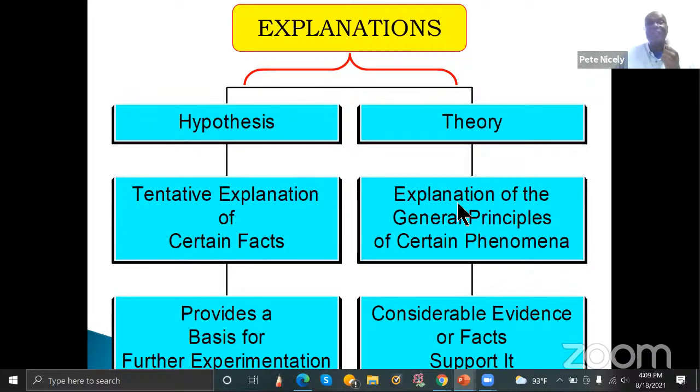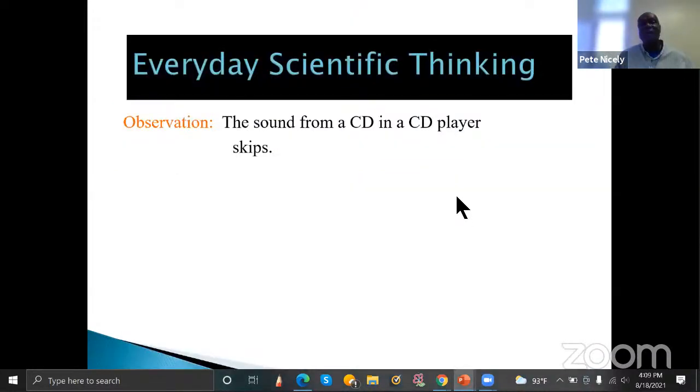Okay, so let's move on to an example. Now, believe it or not, I'm quite sure that you have actually, without knowing it, practiced the scientific method in solving everyday problems, all right? So I'm just going to point to one simple example just to show you how the scientific method works.